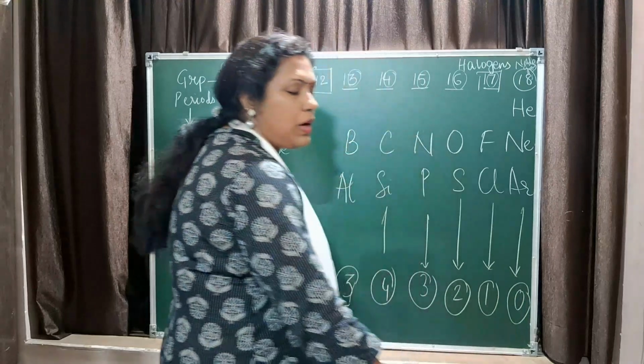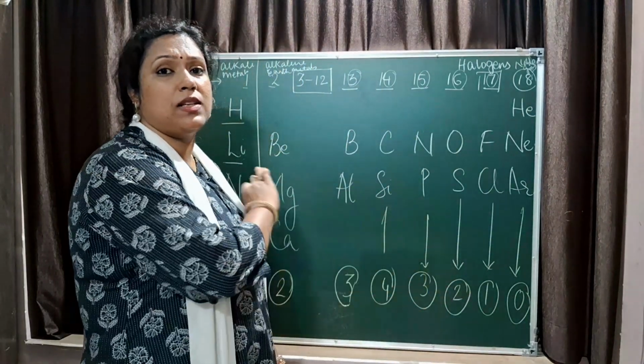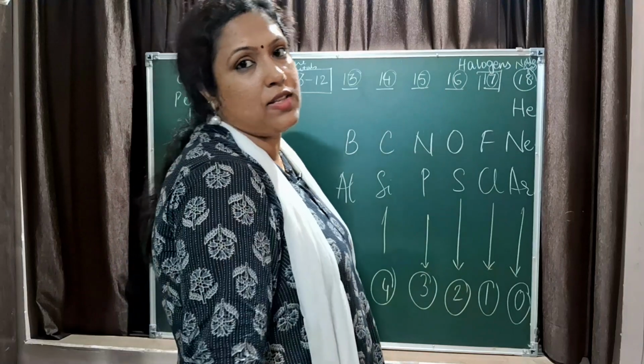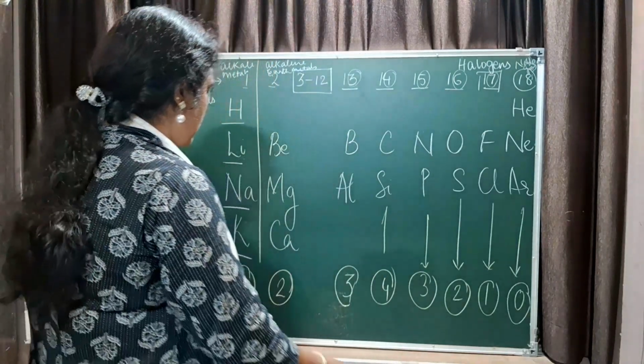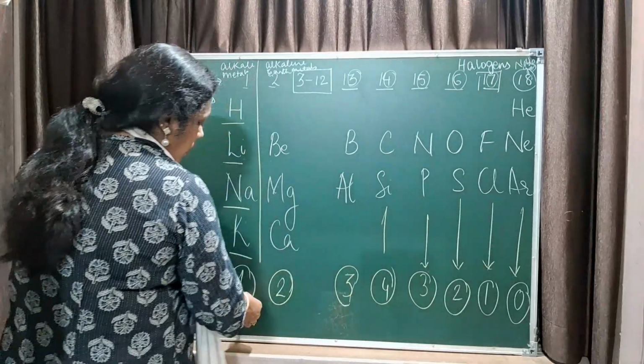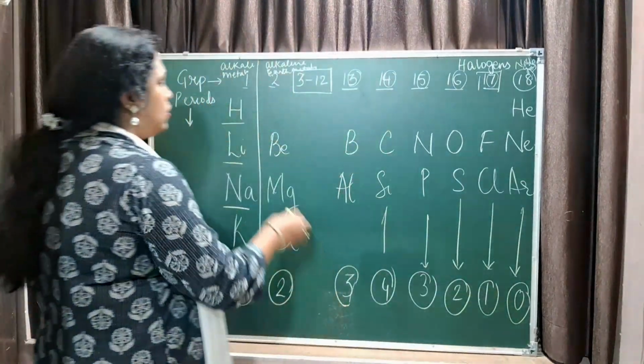Since valency is 0, combining capacity is 0, they do not react. Their outermost shell is completely filled. So they are not interested to form any kind of bond with anyone. Fine. So you can again see an order here. 1, 2, 3, 4, 3, 2, 1, 0, and it continues.